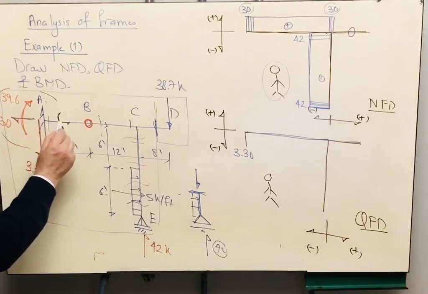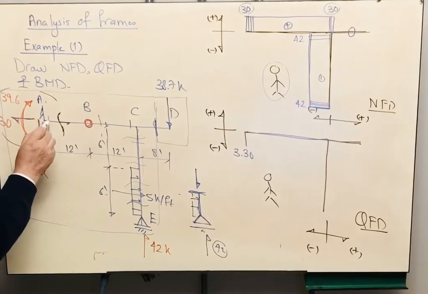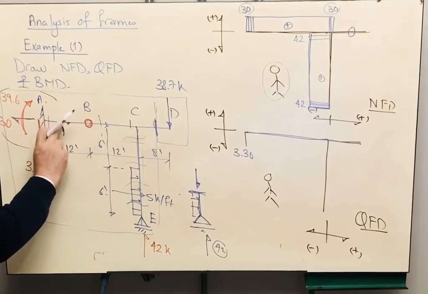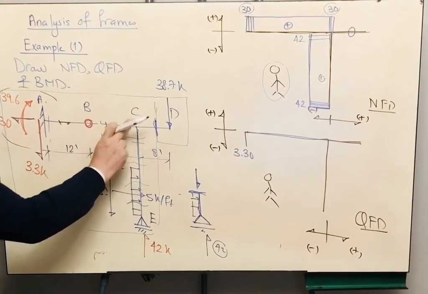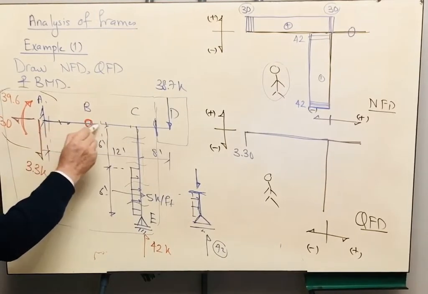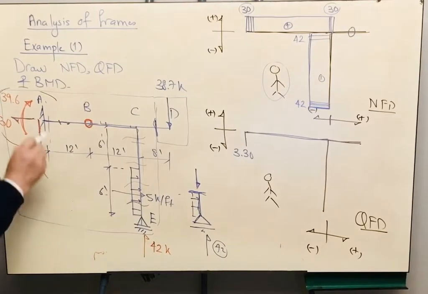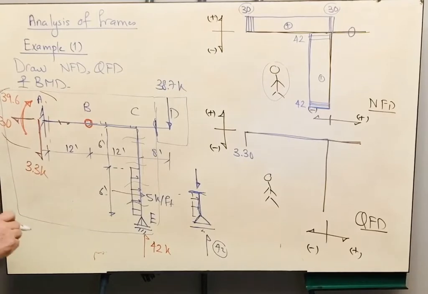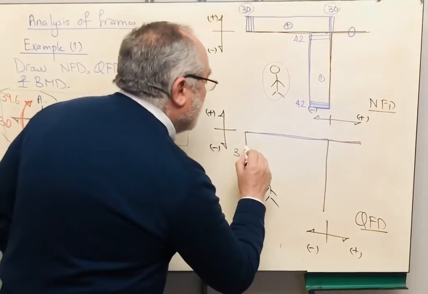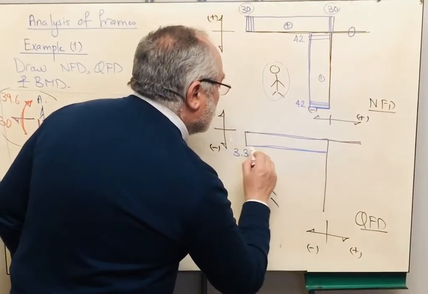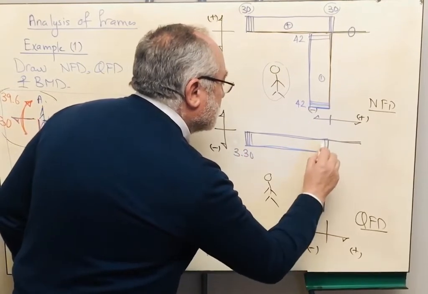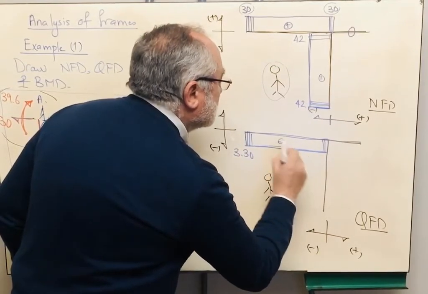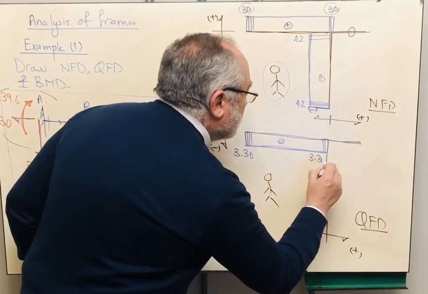Now, the condition will be the same throughout. You don't have any applied loads here, right? We don't have any applied loads in the part ABC. Therefore, the shear force will be constant as long as we don't have any loads. This will be constant like this. And the magnitude is 3.3.